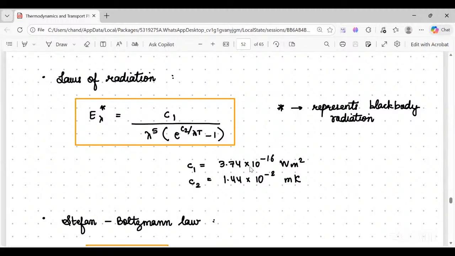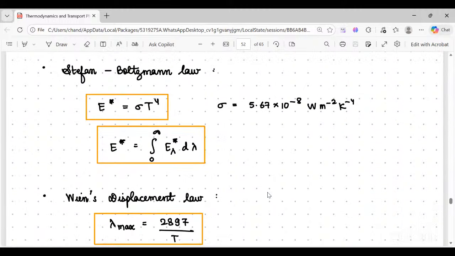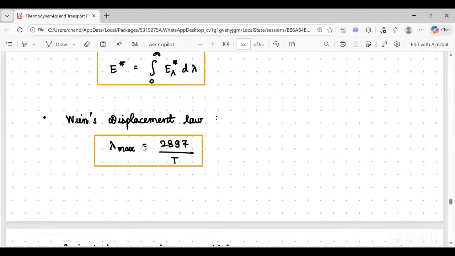C1 is equal to 3.74 into 10 power minus 16. C2 is equal to 1.44 into 10 power minus 2. Stefan Boltzmann law: E star is equal to sigma T power 4. E star is the integral from 0 to infinity of E lambda star d lambda. So sigma is equal to 5.67 into 10 power minus 8. Wien's displacement law: lambda max is equal to some constant by T.